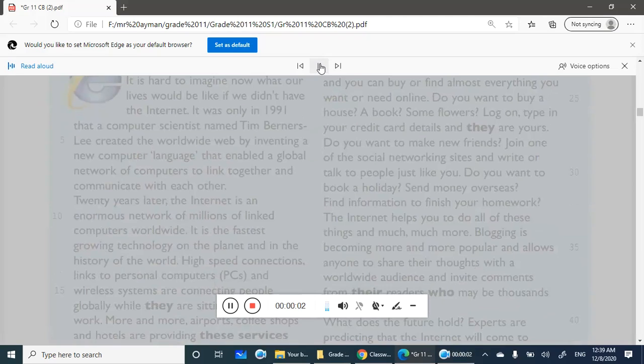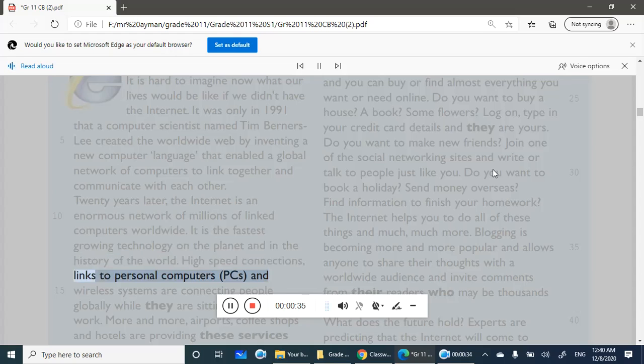It is hard to imagine now what our lives would be like if we didn't have the internet. It was only in 1991 that a computer scientist named Tim Berners-Lee created the World Wide Web by inventing a new computer language that enabled a global network of computers to link together and communicate with each other. 20 years later, the internet is an enormous network of millions of linked computers worldwide. It is the fastest growing technology on the planet and in the history of the world.